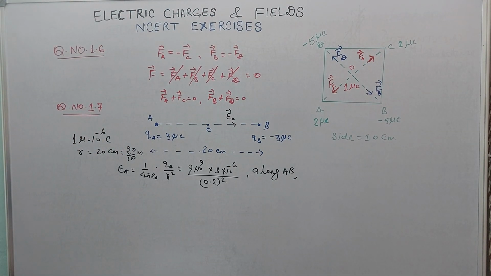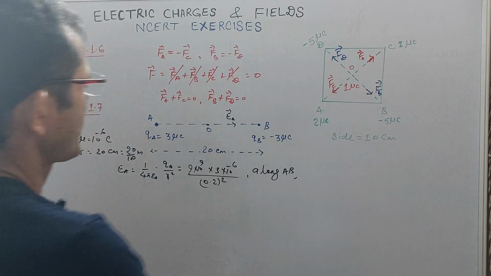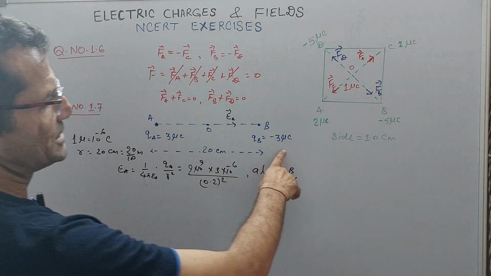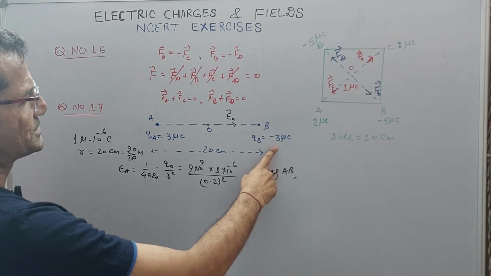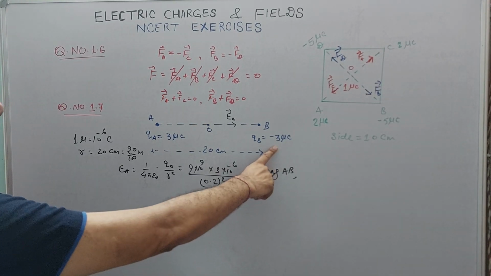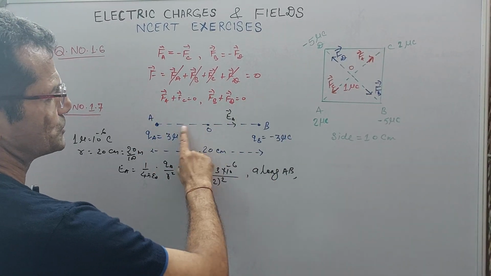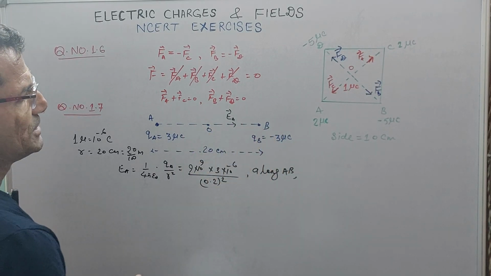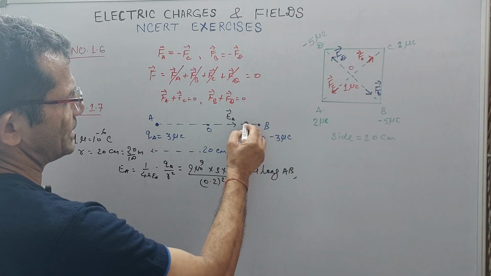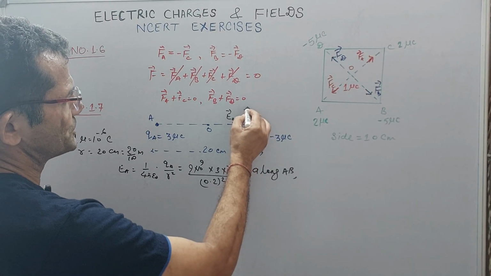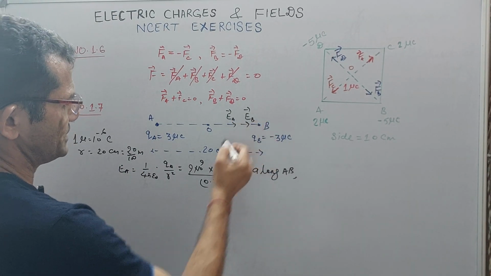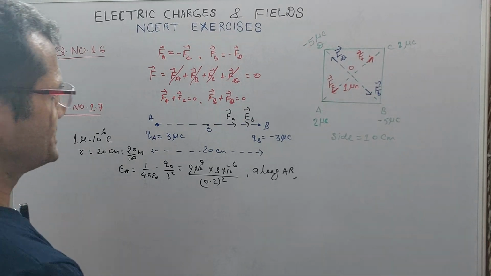Now in the second case, along AB. Next, this is minus 3 microcoulomb. The electric field due to the negative charge will be toward the negative charge. Now its direction is again along AB. So this is the electric field due to the charge B, EB. Now its magnitude will be again the same.